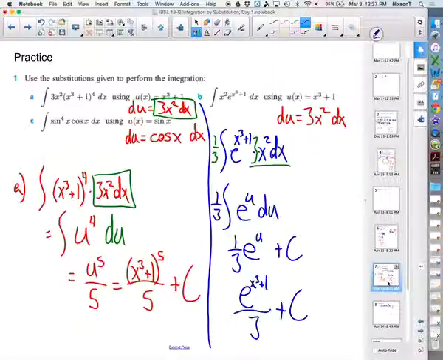I don't get how you put the 3 back in. Well, the 1/3 is just there. We put the 3 here so that it matched du, so we could substitute du in. But if we're putting the 3 there, we've got to put the 1/3 outside.